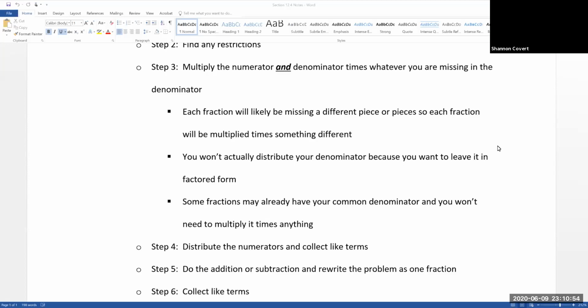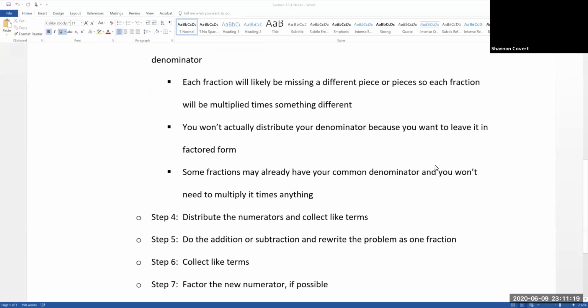You do not, and you should not, distribute your denominator. You want to leave it in factored form, because when we get to the end, you may be able to reduce. So you're going to leave your common denominator as each of those factors. If you're lucky, some of your fractions are already going to have the common denominator and you won't need to multiply anything. Those are the best type. Well, actually, the best type is when you have a common denominator to begin with.